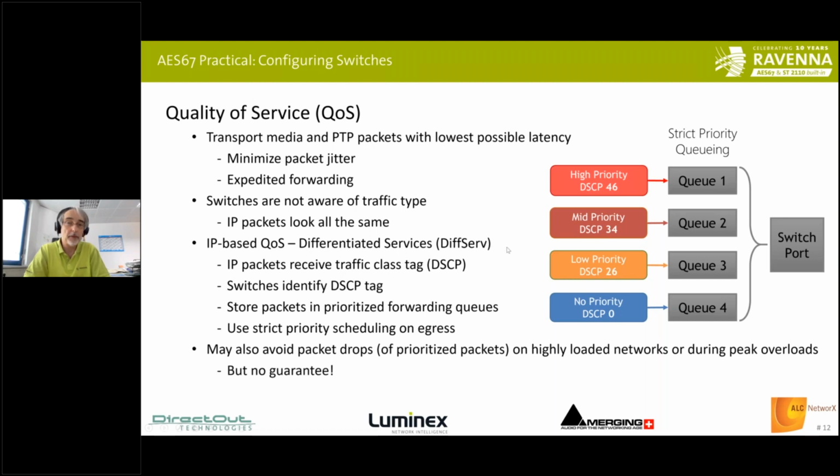Quality of service may also be helpful to avoid packet drop of prioritized packets on those networks which receive a high load or a temporary overload at times. But again, to underline, it's no guarantee. So QoS, DiffServ QoS, is not a guarantee that no packet loss can ever happen. But it's a good measure to also prioritize packet drops, so that packet drops occur in the lower priority queues first, where it usually doesn't harm.